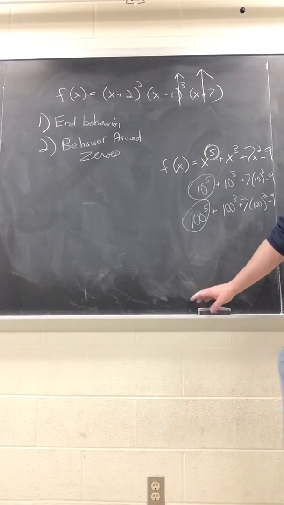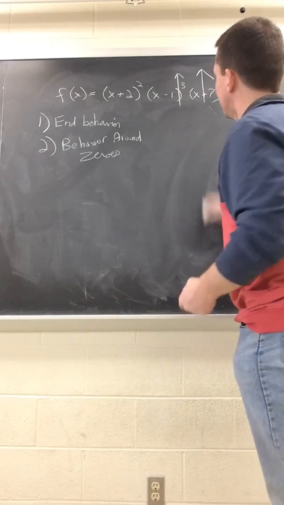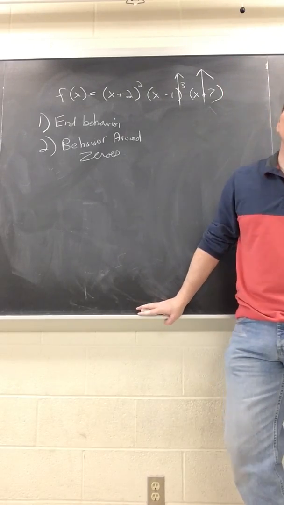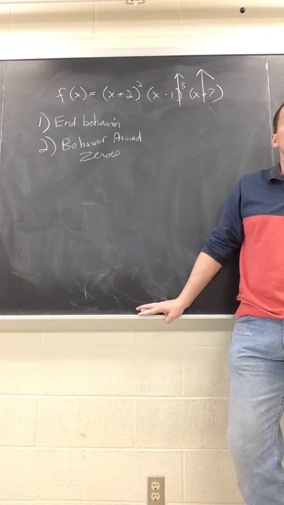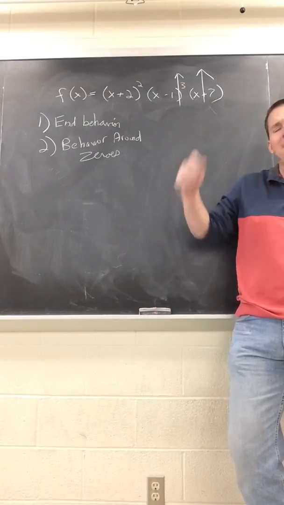And essentially what that means is, if I want to graph my polynomials, all I do is find the degree. If the degree is even, then the end behavior will look like the end behavior of a quadratic, like a parabola.